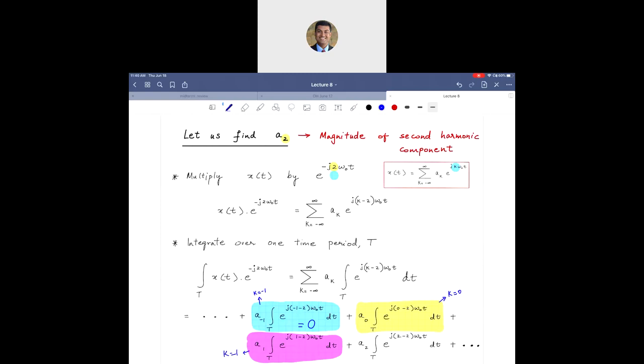How about the next guy? Also 0. Why? Because you have e to the negative j 2 omega naught t. How about the next one? Also 0. Because you have e to the negative j omega naught t. They are all 0 except for this guy. Because over there, what do you have? A2 times integration over one time period e to the j times 0. So that goes to 1, which means integration of 1 for one time period will result in simply cap T.